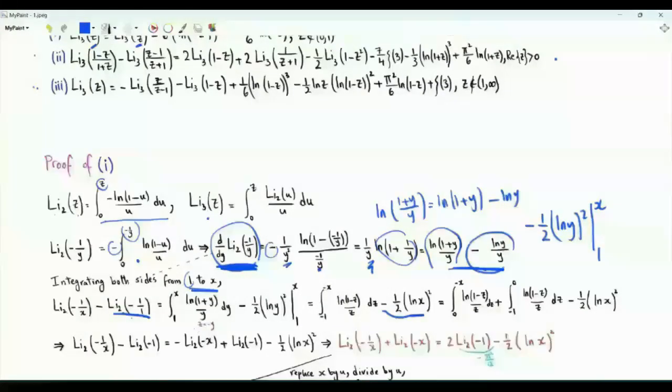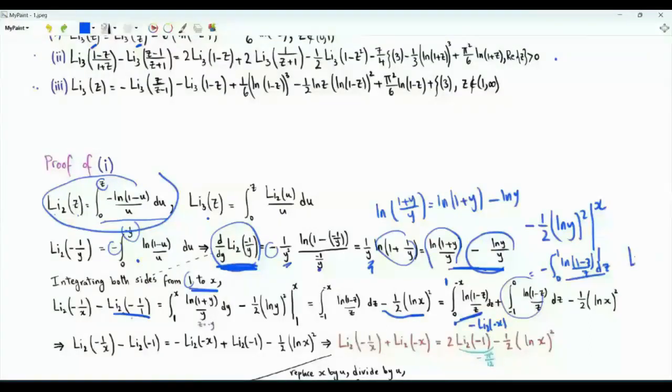To integrate this part, let's use the substitution z equal to -y. We get the integral z from -1 to -x of ln(1 minus z) over z. This is the integral from -1 to 0 plus the integral from 0 to -x. Making use of the integral representation of the dilogarithm, this integral here is minus the dilogarithm of -x. This one is equal to minus the integral from 0 to -1 of ln(1 minus z) over z dz. This is the dilogarithm of -1. After integration, we get this relation here.